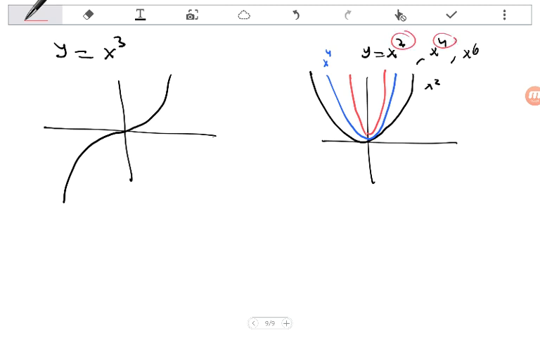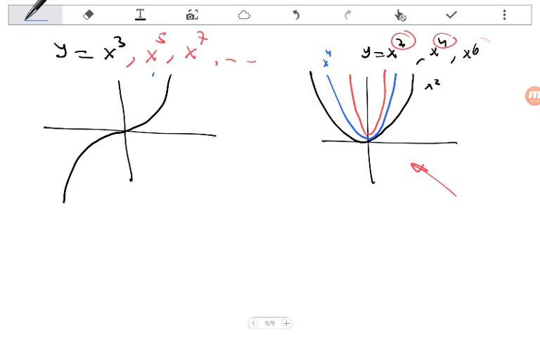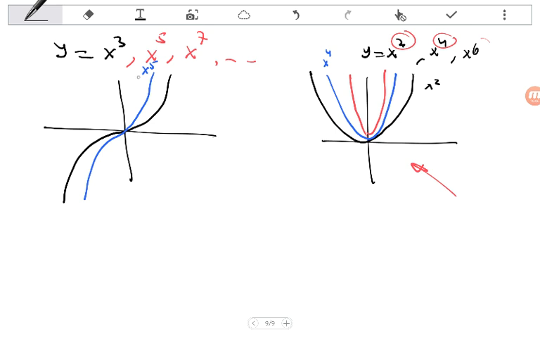Okay, so for even powers the graph of the function is like this. For odd powers, x power 5, x power 7 and so on, it will be just the same graph as this. So x power 5 will be just like this, and so on, x power 7 and so on. That will be x power 7 and so on. This is x power 3.